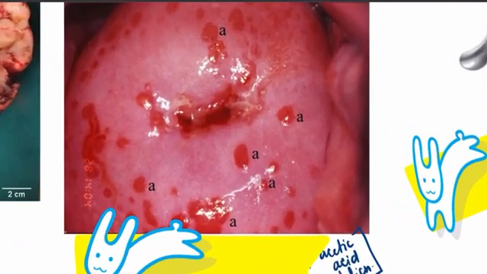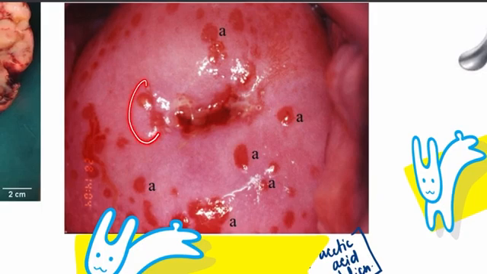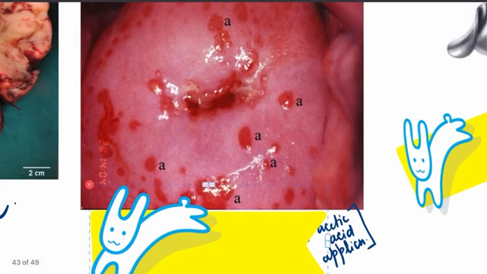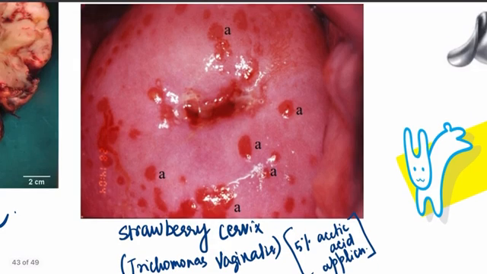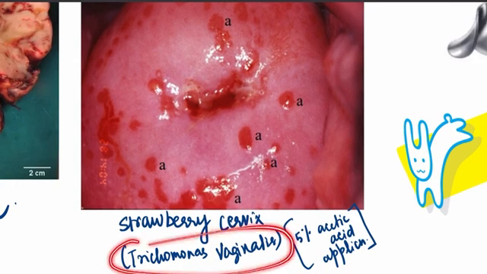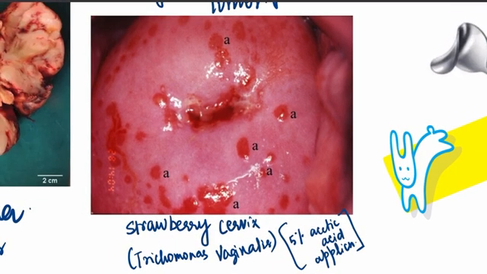Now we have this specimen of cervix. Here you can see small petechiae or lesions, you can say. These small lesions you can see when you treat the cervix with 5% acetic acid. This cervix is known as strawberry cervix because it appears like a strawberry, and this is caused by Trichomonas vaginalis. So they will just give you this image and ask the causative organism. They can just ask the specific name of this. So be prepared for such type of questions.